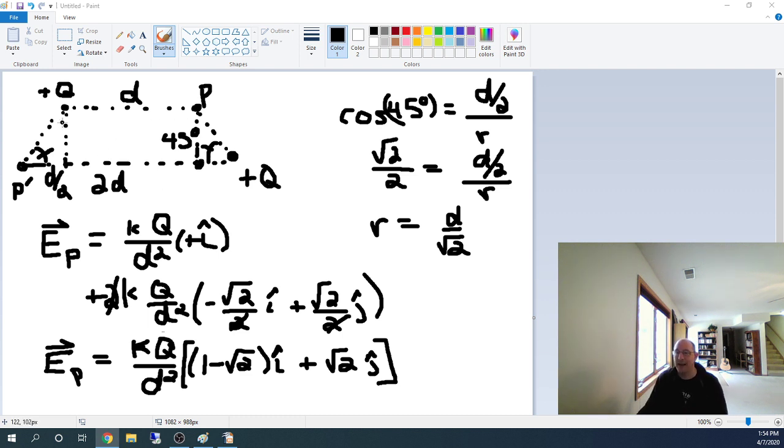P prime would be the same sort of thing, except the electric field due to this one would point directly to the left, and it's 2D away. This one would point down and to the left. The two would add up, and we've calculated this distance already, but it's just a different value. Okay, is that clear?